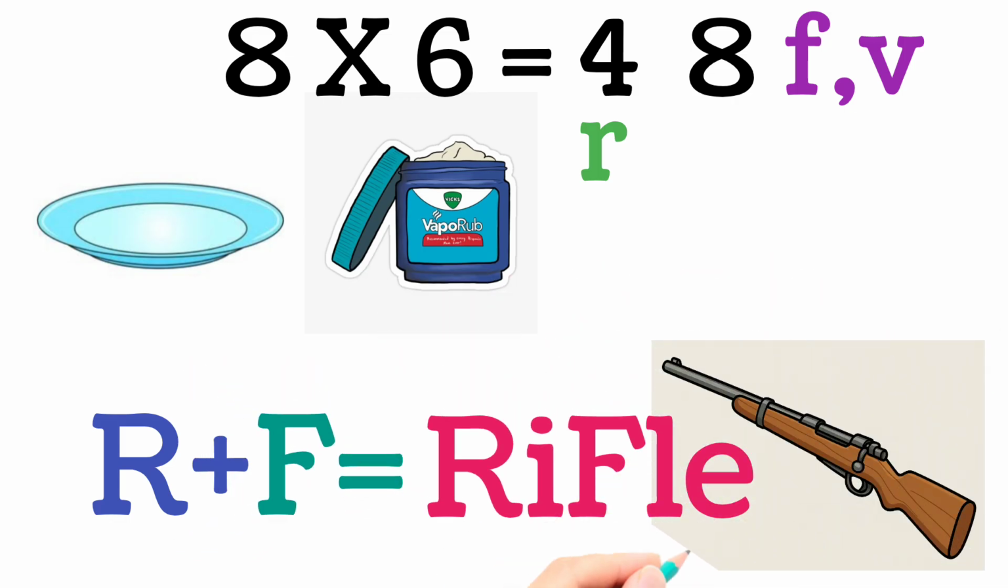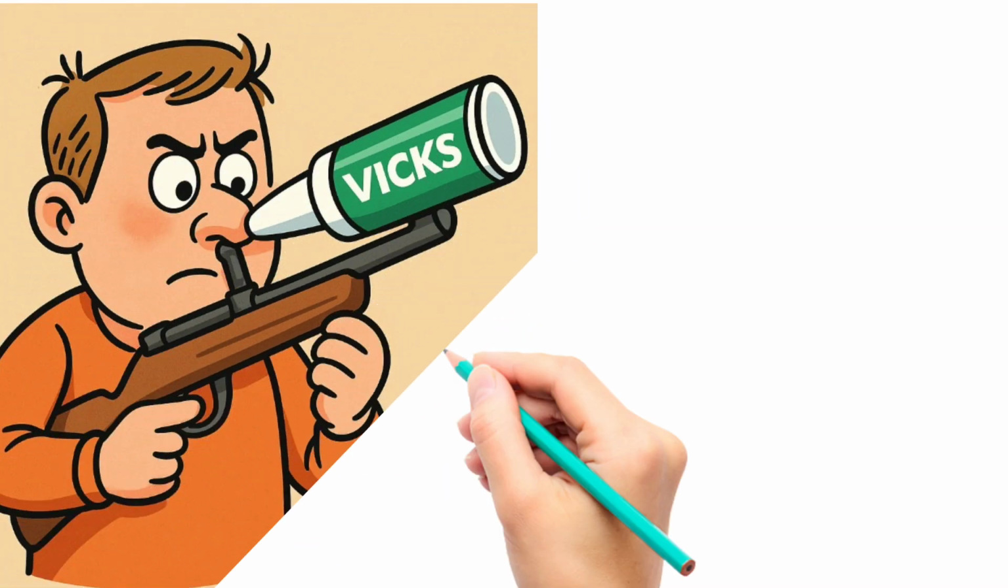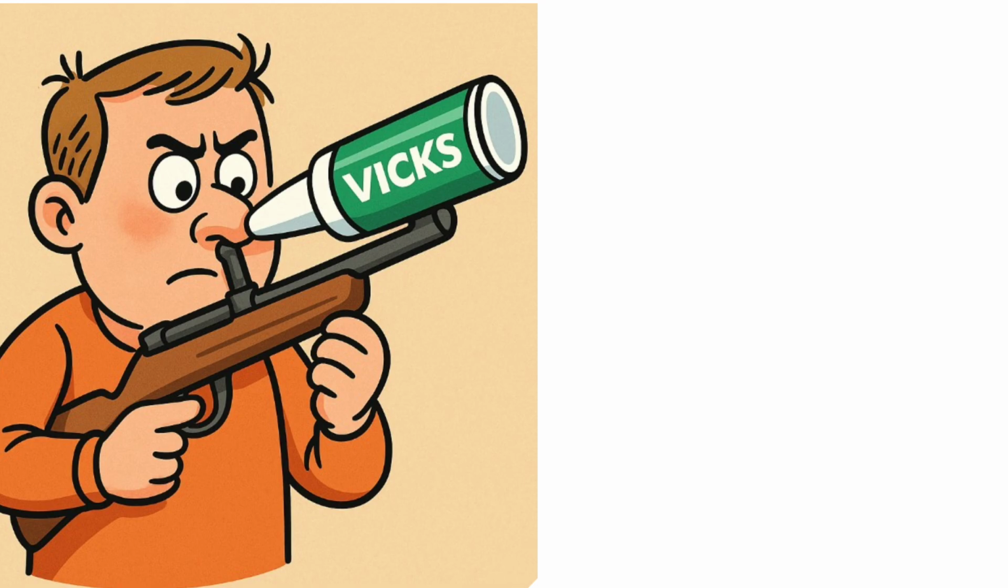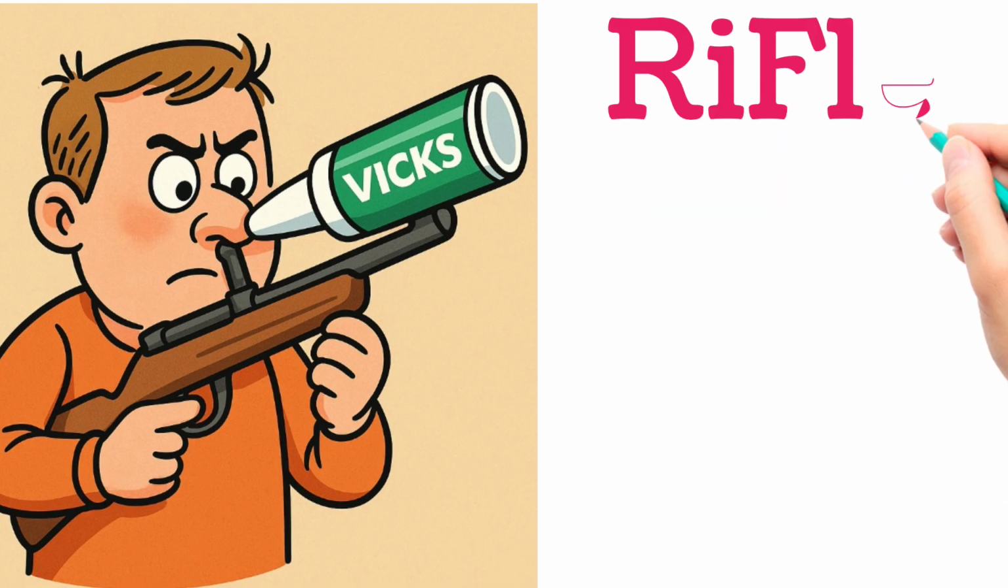Now imagine, children, a new and funny gadget has come to the market. It's a Vicks dispenser rifle. Inside it, there's a tiny Vicks injector. You just place it near your nose, and when you press the trigger, the cool Vicks goes whoosh straight into your nose. So whenever you forget 8 sixes are what, just remember the rhyme.